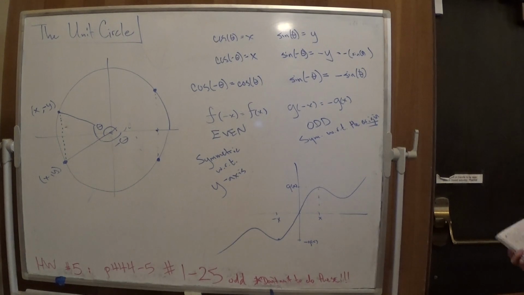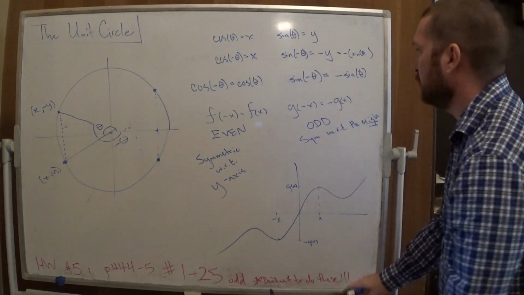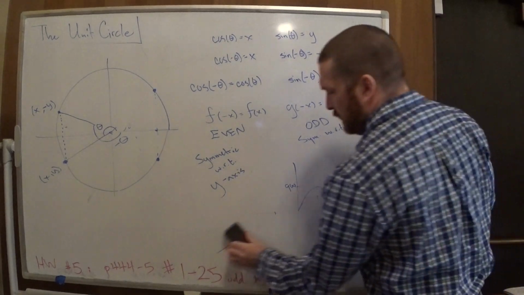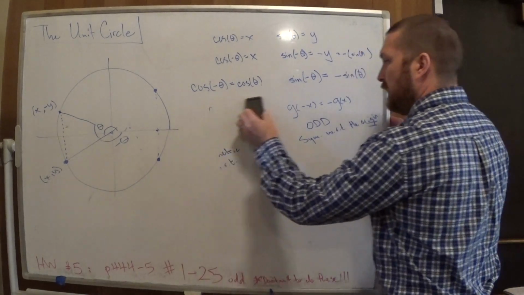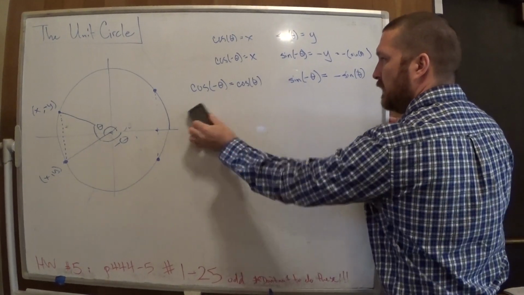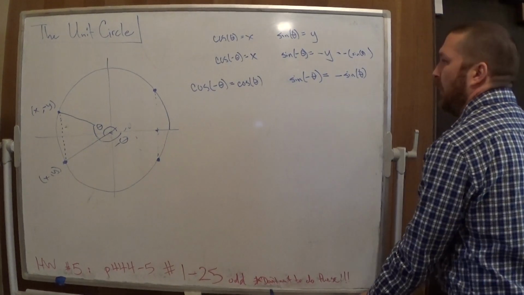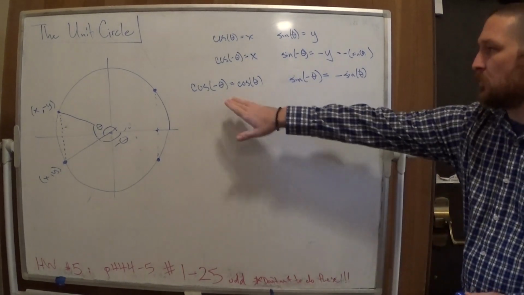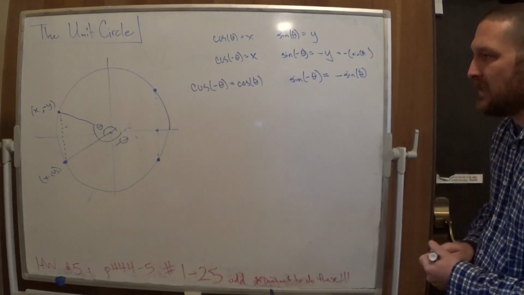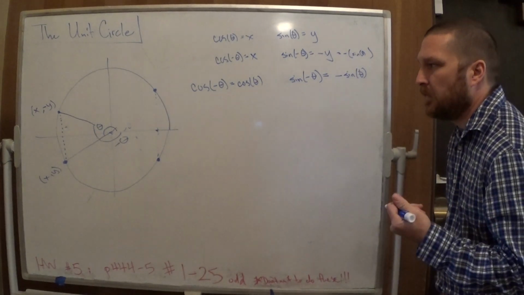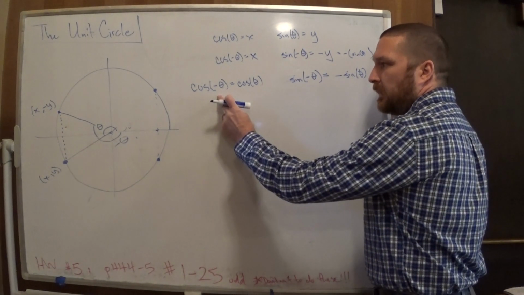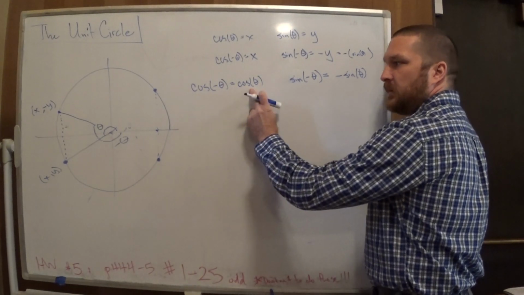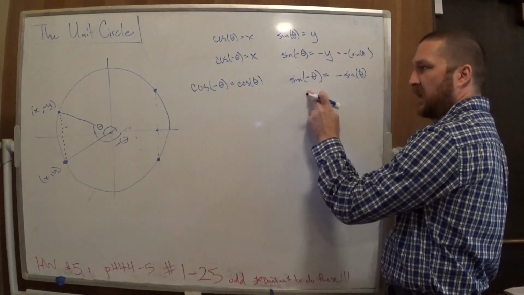But this right here, this is all stuff that we'll see again. But check this out. Now we know that cosine is even, and this is what it means. So you're going to have identities that you're going to have to do something with, and you'll probably want to use this fact right here.